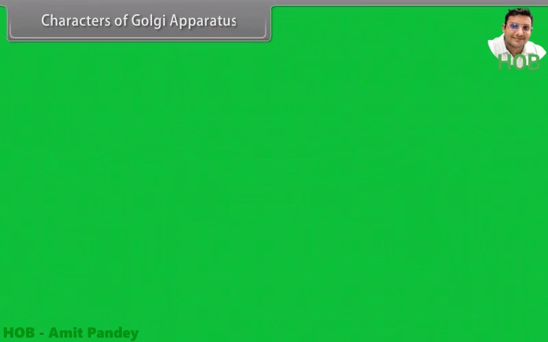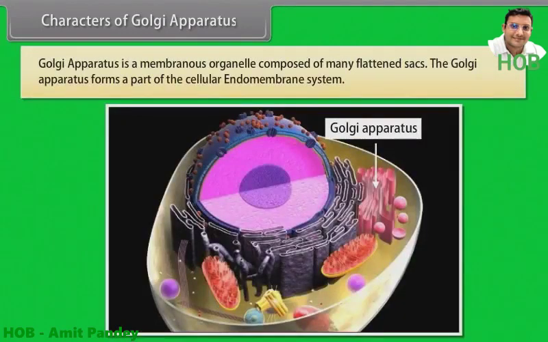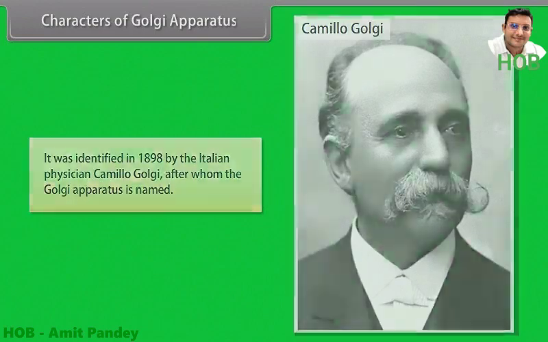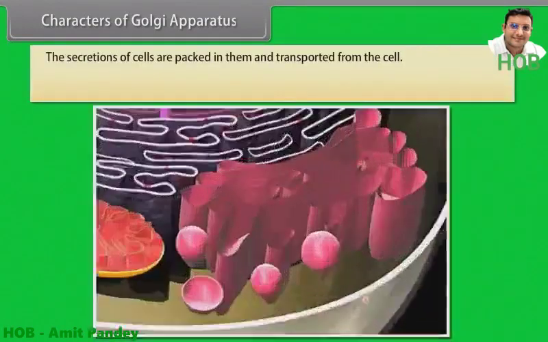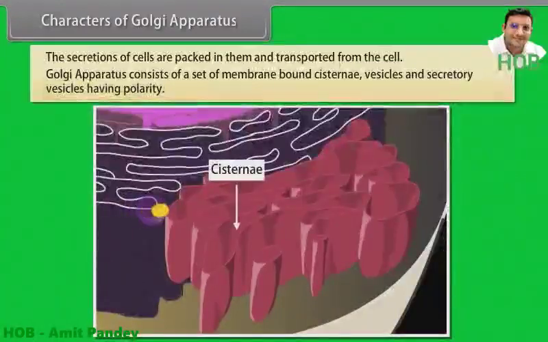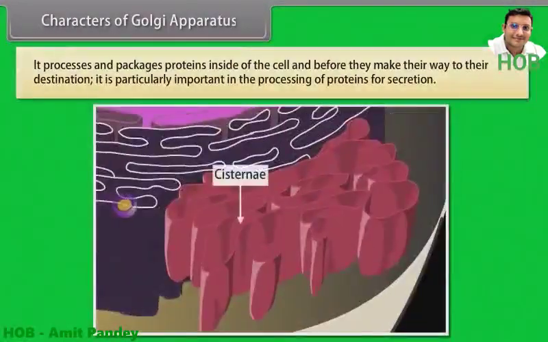Characters of Golgi apparatus. Golgi apparatus is a membranous organelle composed of many flattened sacs. The Golgi apparatus forms a part of the cellular endomembrane system. It was identified in 1898 by the Italian physician Camillo Golgi, after whom the Golgi apparatus is named. The secretions of cells are packed in them and transported from the cell. Golgi apparatus consists of a set of membrane-bound cisternae, vesicles, and secretory vesicles having polarity. It processes and packages proteins inside the cell before they make their way to their destination, and it is particularly important in the processing of proteins for secretion.